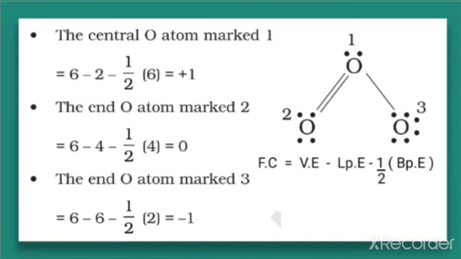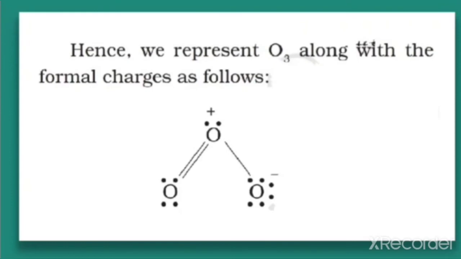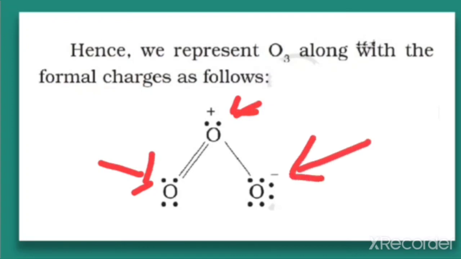So let us write the formal charge for each oxygen atom. It will be in this way. So hence we can represent the ozone along with the formal charge as follows. We have found for the central atom, that is plus 1. For this the formal charge is 0, and for this oxygen the formal charge is minus 1.